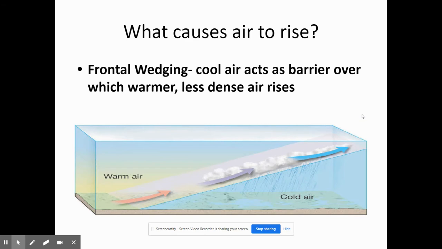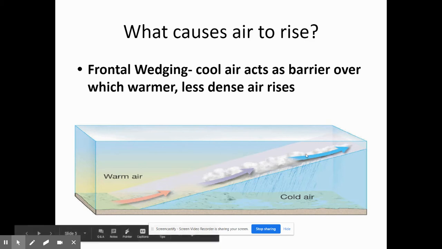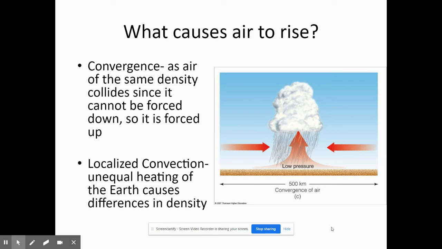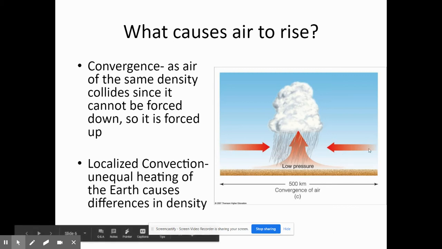What causes air to rise? Frontal wedging. Cool air acts as a barrier over which warmer, less dense air can rise. So you can see this actually looks like a wedge as the warm air is trying to push up and over it. Convergence. As air of the same density collides, since it cannot be forced down, it's forced up. Okay, so if you have two air masses coming together, the low pressure air mass will be forced up.